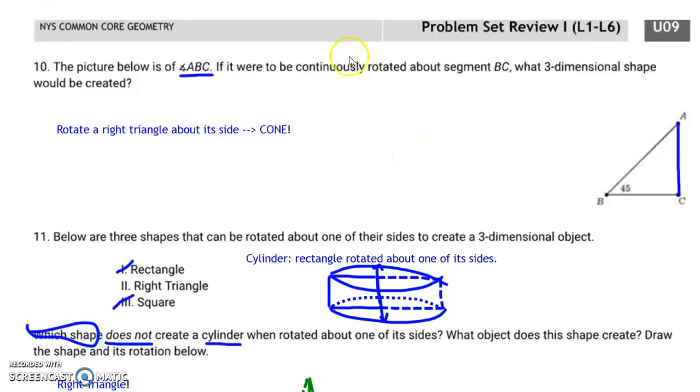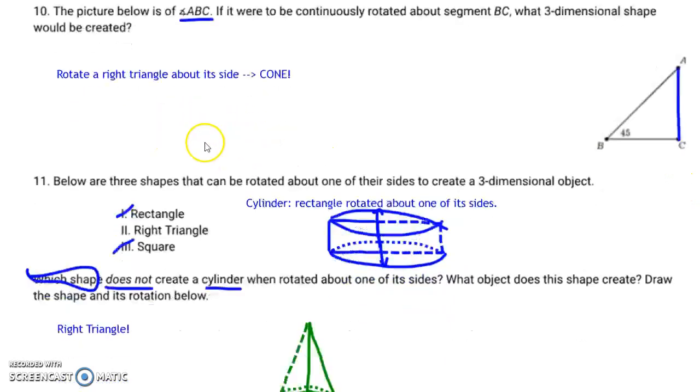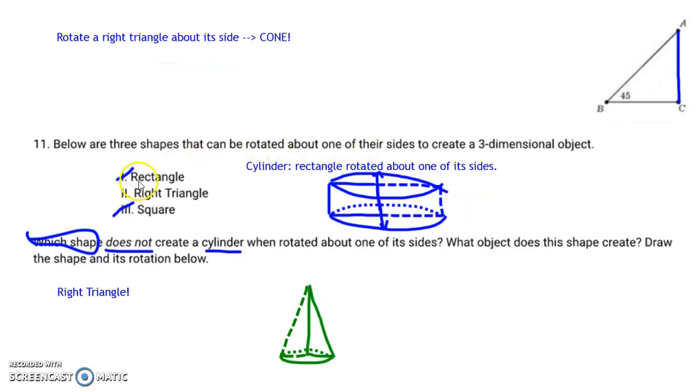Remember that when we talked in class about continuously rotating shapes, those 2D shapes would become 3D shapes. So if we took this and rotated around segment BC, it would become a cone. Anytime you rotate a right triangle around its side, it becomes a cone. Here is an example of something that you have to predict.